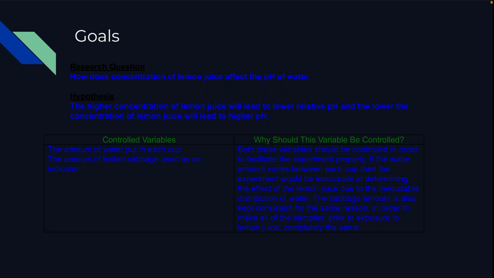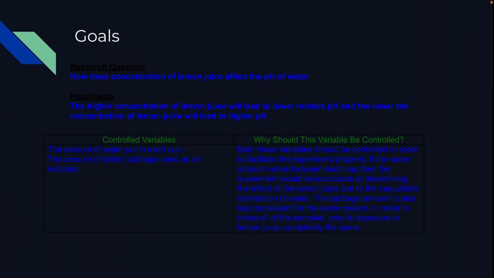As for the variables in my experiment, the controlled ones are the amount of water put in each cup and the amount of boiled cabbage used as an indicator in each cup. Obviously, these variables have to be the same and controlled in both because without them being the same, the experiment would not function properly.